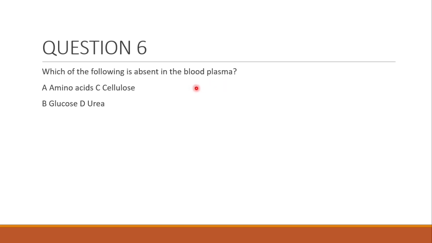Blood plasma is a component of blood. So which of the following is absent in the blood plasma? Is it A, amino acids, B, glucose, C, cellulose, or D, urea? Pause the video, try to answer this question on your own, then play it to find out the answer.